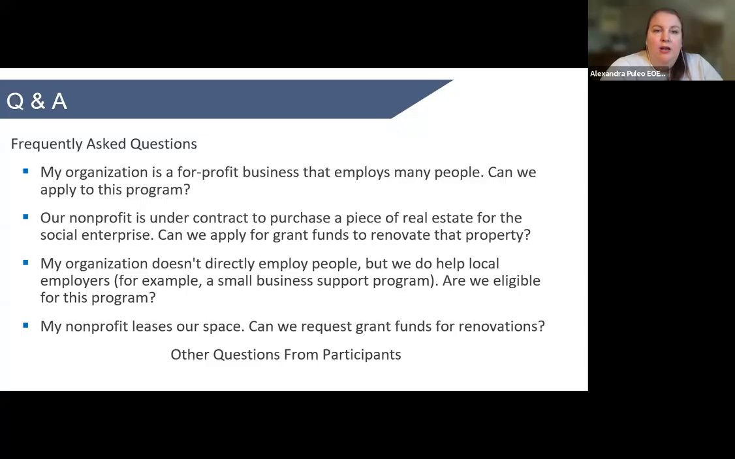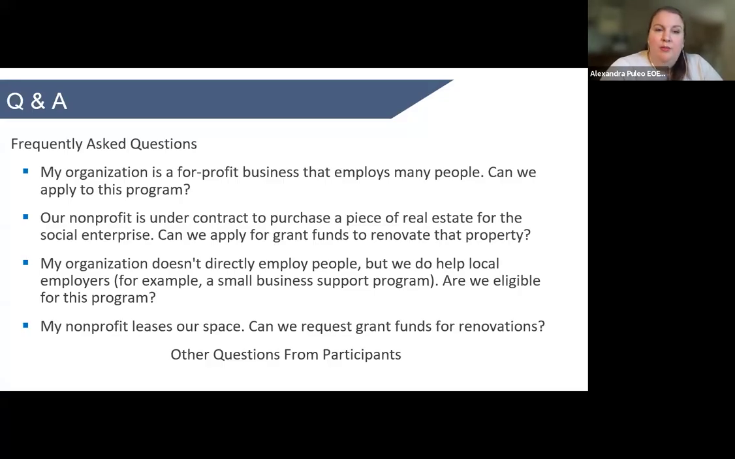Awesome. Okay, my organization is a for-profit business that employs many people. Can we apply to this program? No, I'm sorry, this program is not for you. You must be an IRS registered nonprofit with an IRS determination letter. You also see in the Submittable eligibility form that you do have to put in the nonprofit organization, and Submittable will verify the nonprofit. So unfortunately, this is not the program for you, even if you are employing and supporting many people as a for-profit.